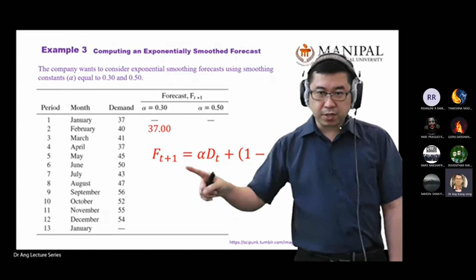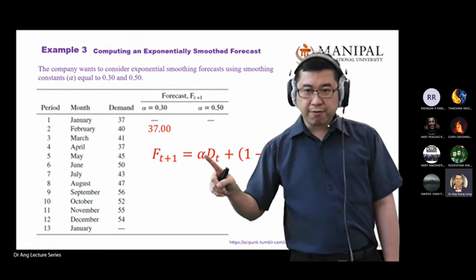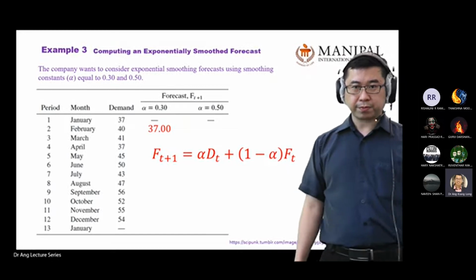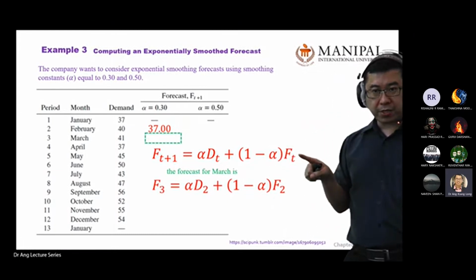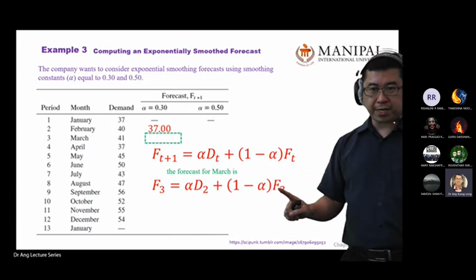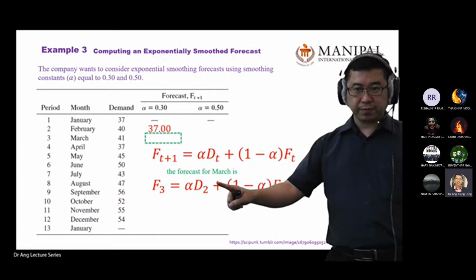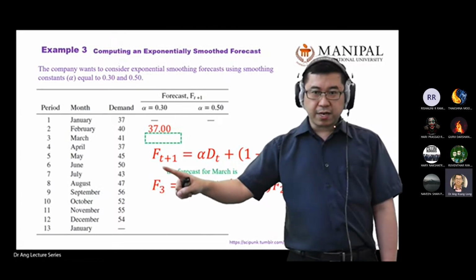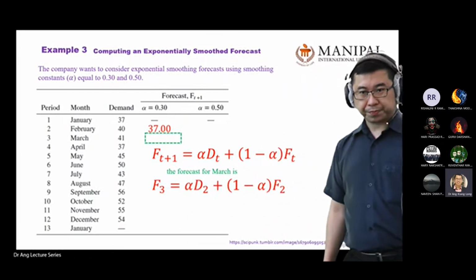So this is the general equation. F3 is Ft plus 1, so your t is 2. So alpha D2 plus 1 minus alpha F2. You modify the general equation and it becomes F3 equal to alpha D2 plus 1 minus alpha F2. You should understand why t is 2 now. How do you know t is 2? Because 3 equals t plus 1, so t is 2.